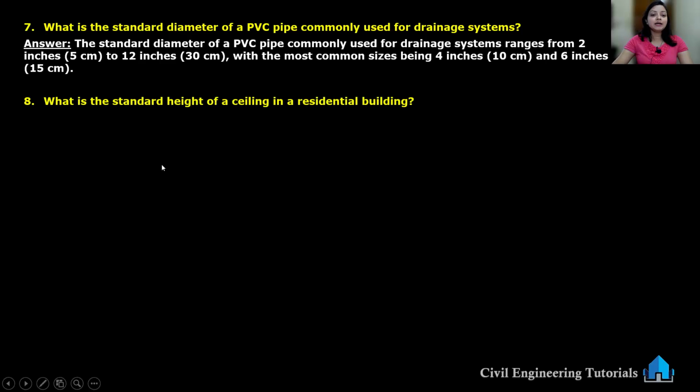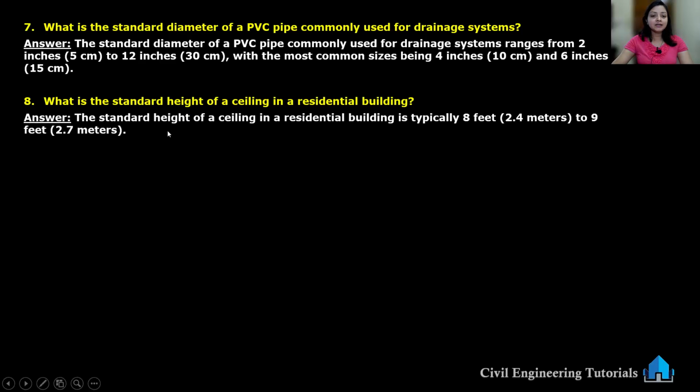Next, what is the standard height of a ceiling in a residential building? You must know the answer to this question. This is a very frequently asked question. You should know this while doing a front elevation, sectional elevation also, the ceiling height. Okay. So the answer is the standard height of a ceiling in a residential building is typically 8 feet or 2.4 meters to 9 feet or 2.7 meters.